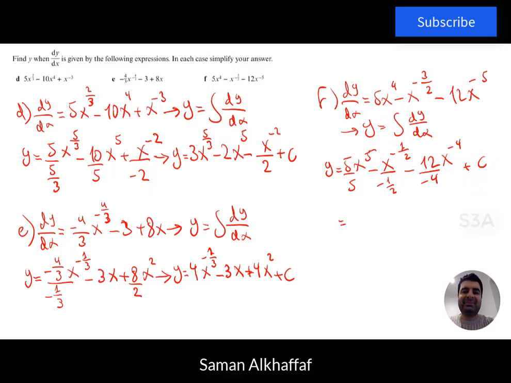So that will give us, the 5 will disappear, so that will give us x to the power of 5, and because it's divided by a half, negative signs will change to a positive, and give us 2x to the power of minus a half in this scenario, and we have negatives here, so that will give us positive 12 divided by 4, that will give us 3x to the power of minus 4 plus c, and this will be our answer for part F.